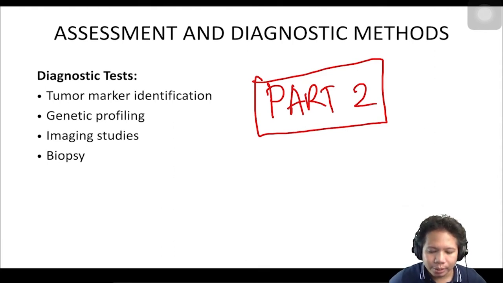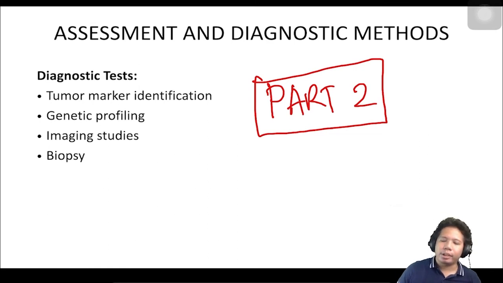Okay, so last time we discussed the clinical manifestations, the definition, and the prevalence. We also differentiated between the malignant and benign types of tumor. Now, we're going to kick off with the diagnostic tests as discussed earlier. There are assessment and diagnostic methods in determining tumors or cellular aberration. It has these four, as stated last time: the marker identification, genetic profiling, imaging studies, and biopsy.